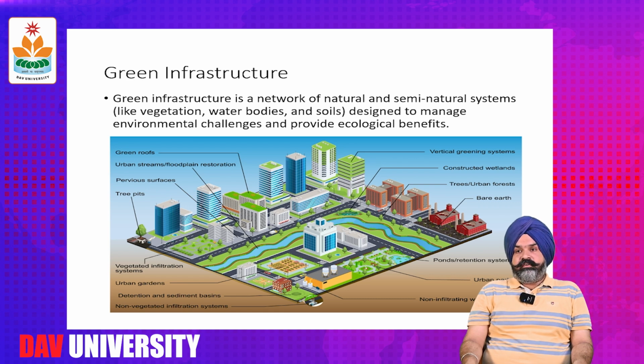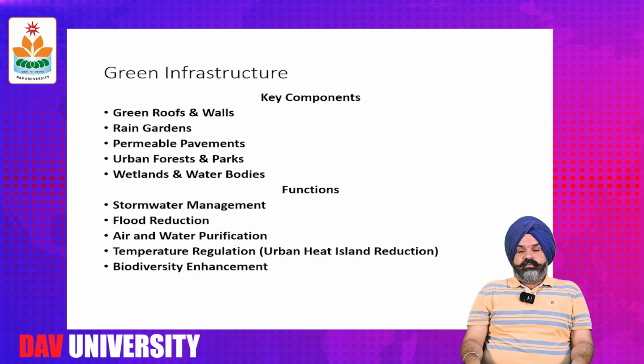They are non-infiltrating water encouragement, vertical green systems, and green roofs. Green roofs refers to basically solar roof panels, tree pits, bare earth, trees, urban forest, and constructed wetlands. All are examples of green infrastructure. Now coming to the key components of green infrastructure. First, very important, are green roofs and walls. Second, rain gardens, permeable pavements, urban forests and parks, wetlands and water bodies.